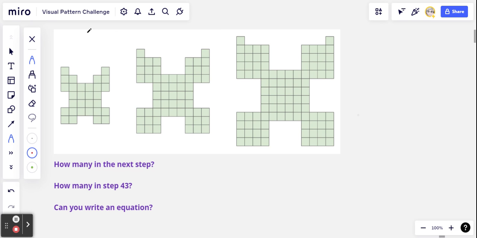Here is our pattern today. Here's step 1, step 2, step 3, and your challenge is to predict the number of green squares in step 4. This is a monster. If you can do that, can you predict the number in step 43? And can you write an equation that could be used to predict the number of squares in any step at all? If you'd like to accept that complicated challenge, pause the video and see how far you can get.